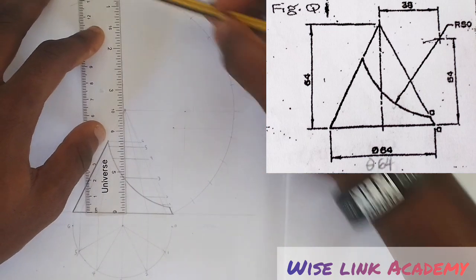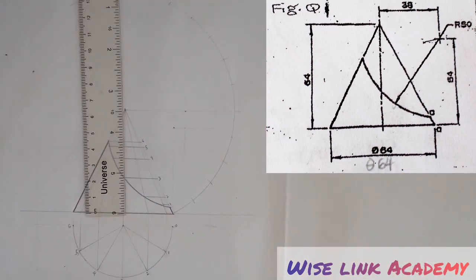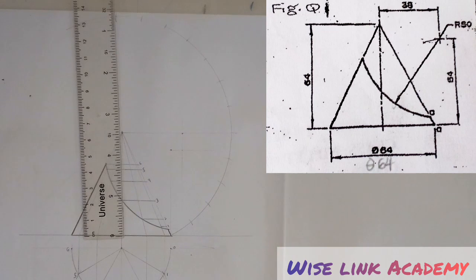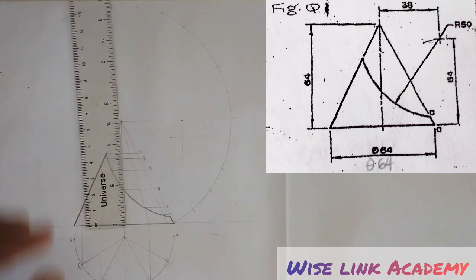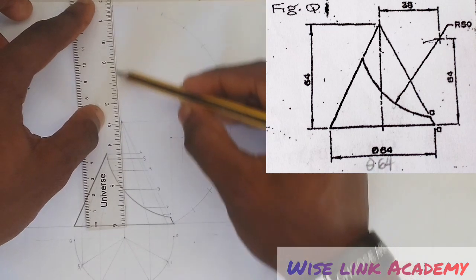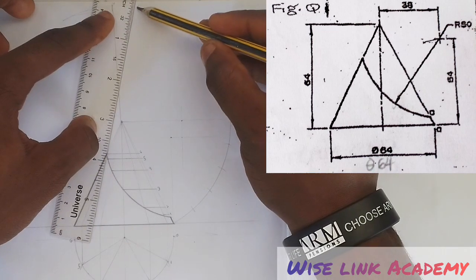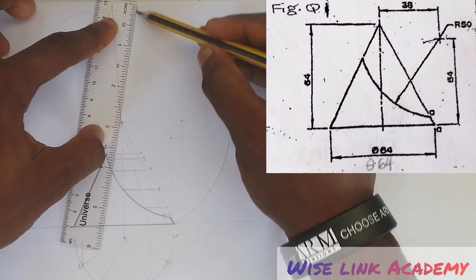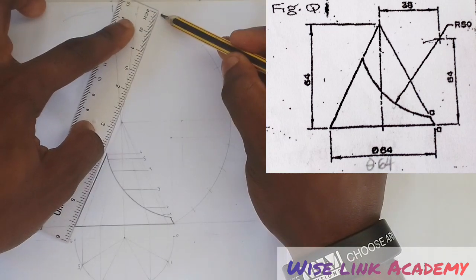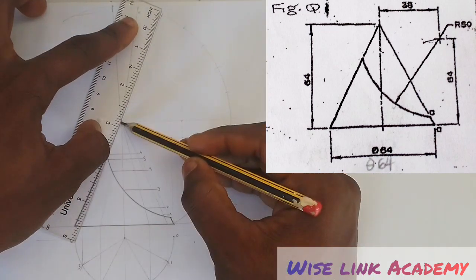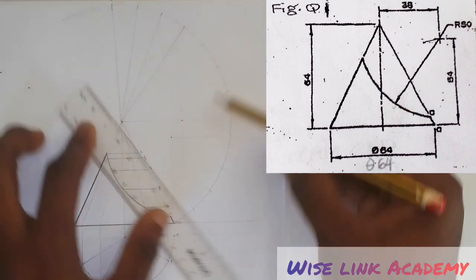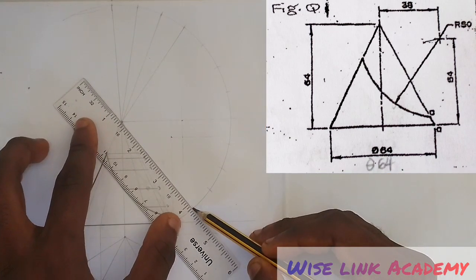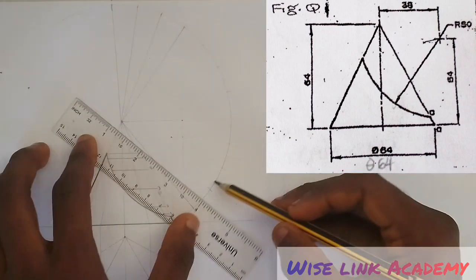here, as you can see, let me show you. From this point here, take it down here. From this point here, take it down. From this point here, take it down. From this point here, take it down, right? This point here, take it to that point. So they meet at the same point.